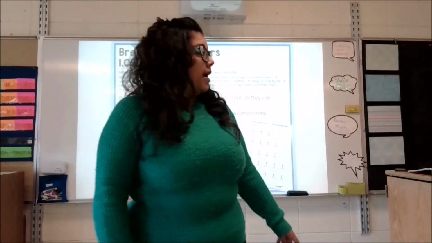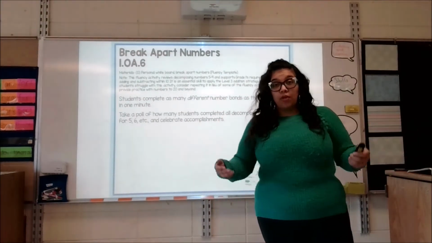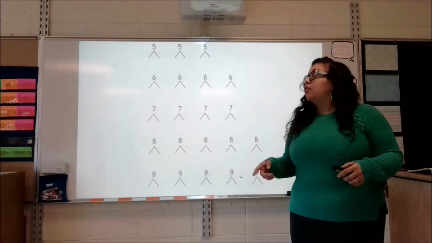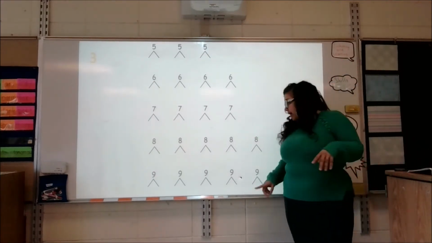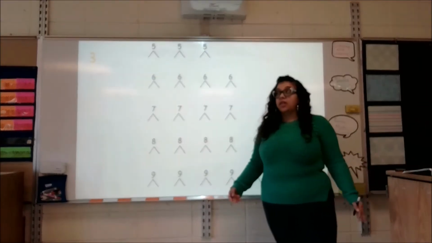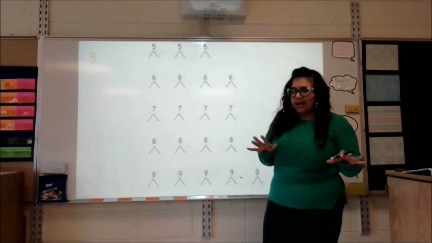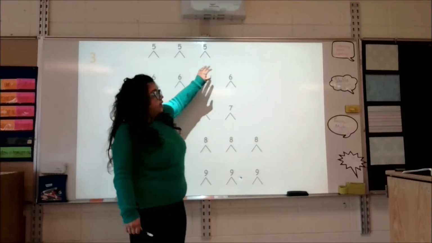We're going to do an activity called Break Apart Numbers. So basically we're breaking numbers into number bonds. It looks like this, and it's on page number 3. Now we're going to treat it like a sprint, meaning you have 1 minute to do as many as you can, and you're looking at this like, do what? I got you. So these are all different number bonds.